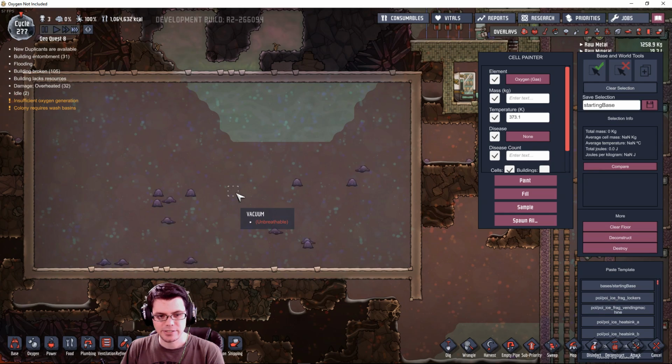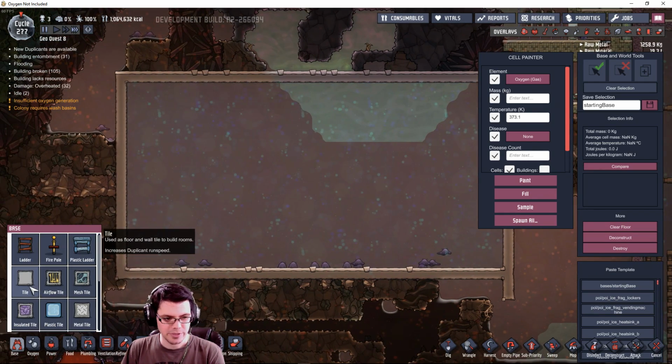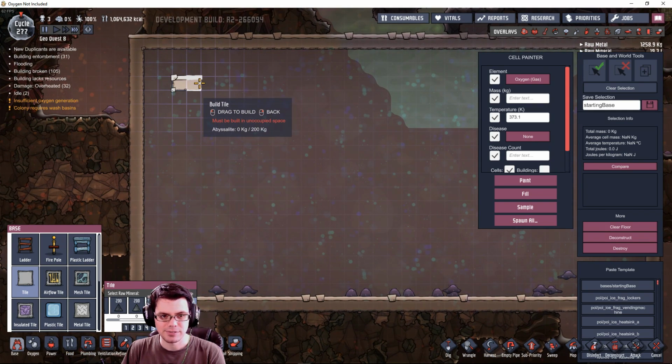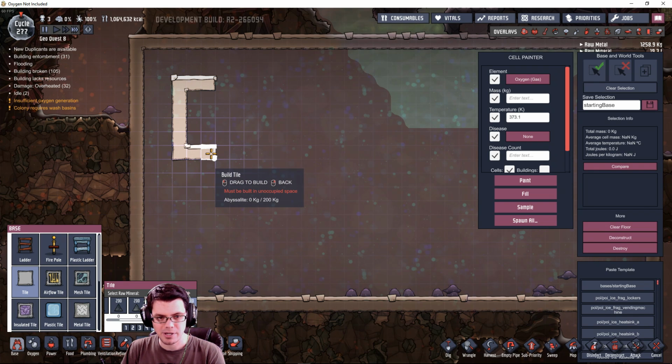All right, so I have a vacuum inside of here. Absolutely nothing can transfer around. And what I'm going to do is set up a couple of chambers with abyssalite, just our normal tiles. And then we'll use insulated abyssalite tiles, and we'll see if they respond differently.